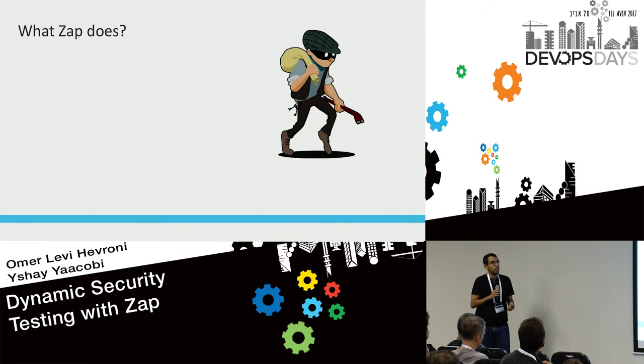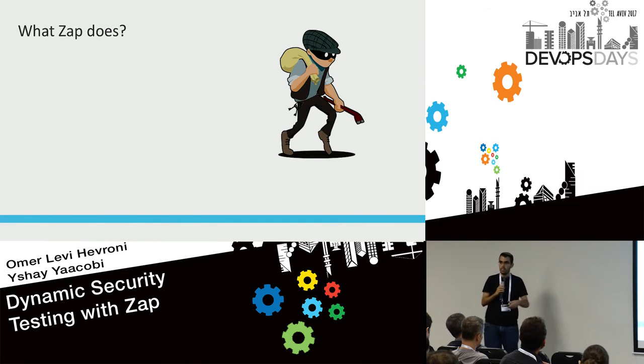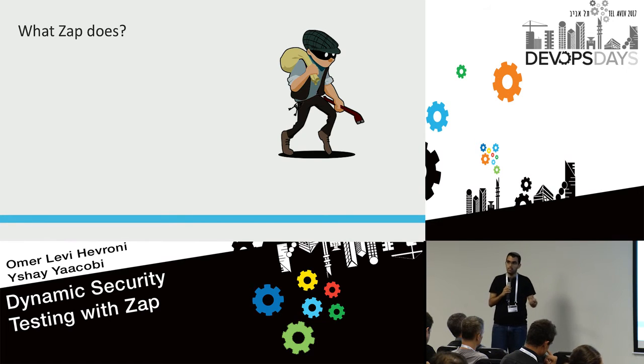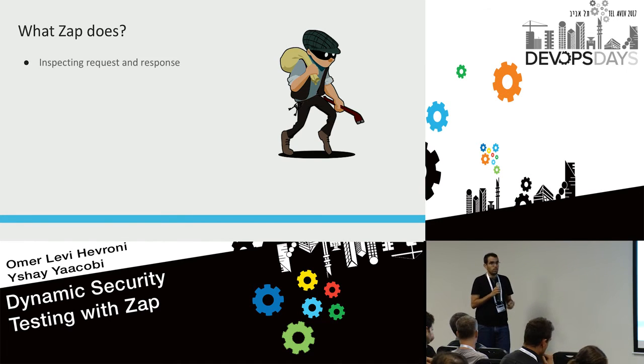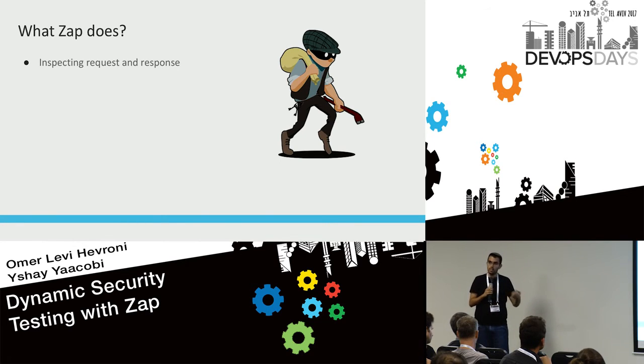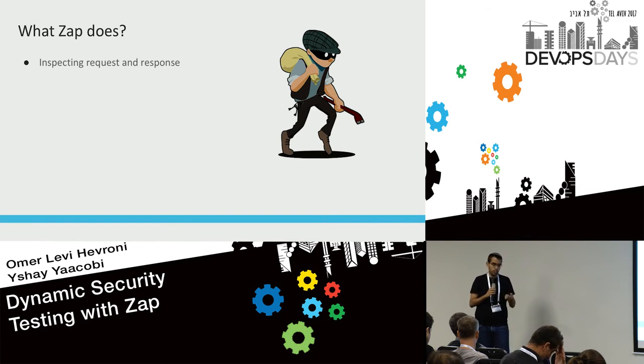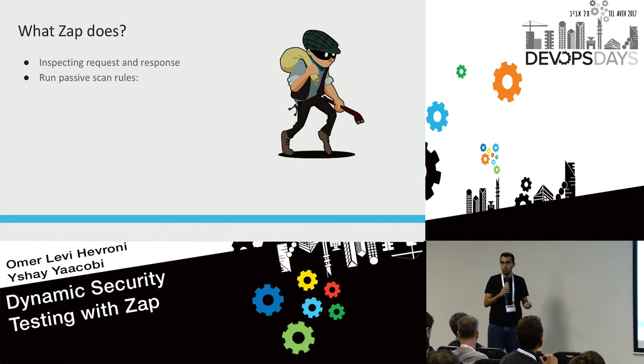In the passive mode, Zap acts as a web proxy. A web proxy is something that you put between the client and the server, for example, between your browser and your server, serving the web page. And when Zap acts as a web proxy, it can inspect all the requests and responses from your client to your server. It can take a look at each one of them and run passive scan rules.